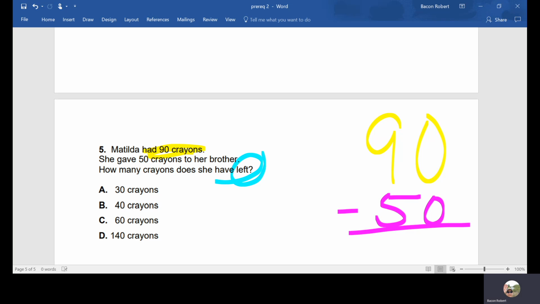Well, 0 take away 0 is 0. If you take nothing away from nothing, you still have nothing. And then we just have to take 5 away from 9. So take 5 away from 9, and you have 40. So Matilda has 40 crayons left.